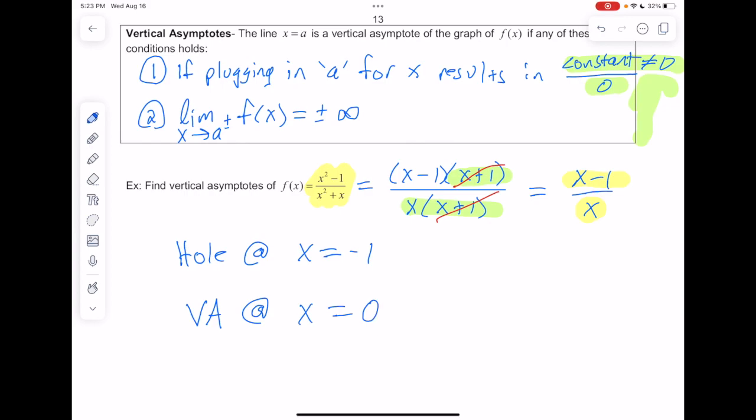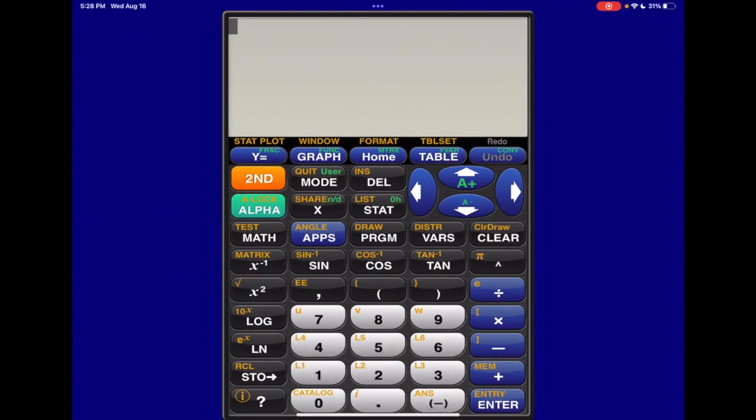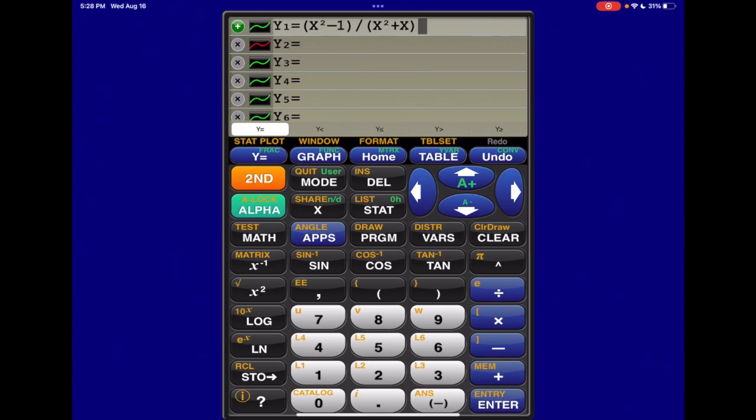And they didn't ask us to do this, but maybe a quick look at the graph would be nice to kind of verify those things. So let's go ahead and head over to the graphing calculator and see what we can learn there. All right, so we'd want to start out by typing this function into the graphing calculator. So if I hit the y equals, I can enter it there.